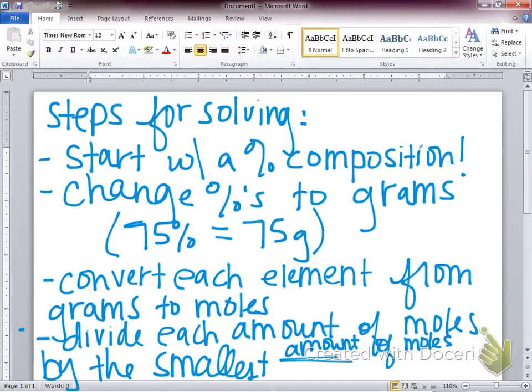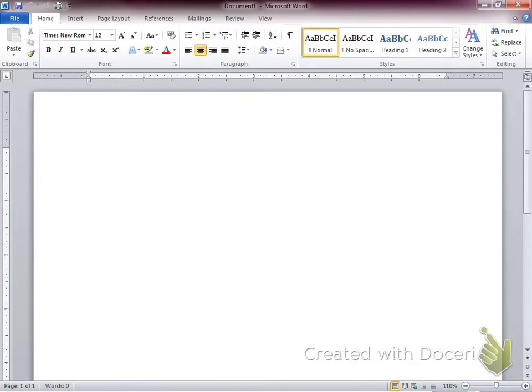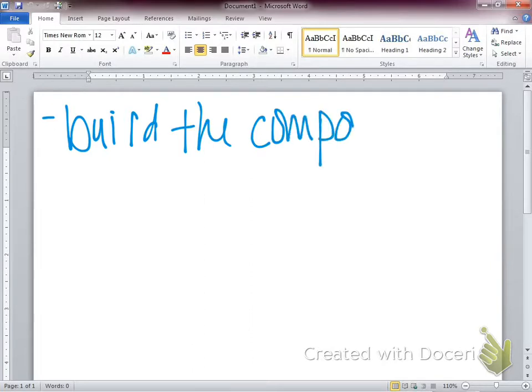So this last step right here should give you your ratios, right? One should come out as a 1 because you've got the smallest amount. So if you divide the smallest by the smallest, you should get a 1. The rest of them should give you whole numbers, hopefully. And we're going to see what it takes if it doesn't give you a whole number. But they should give you whole numbers or close to that. Those are going to give you the ratios. So once you have your ratios, then you can build your compound.